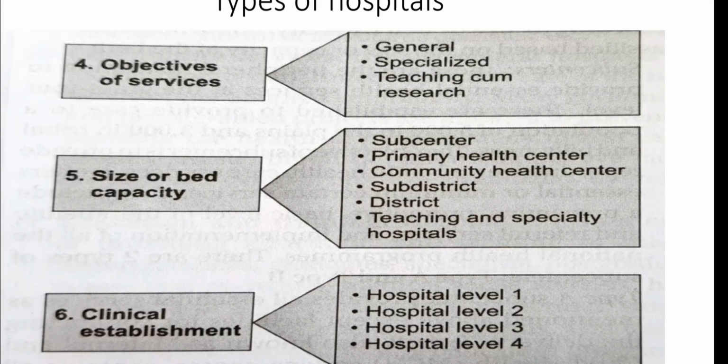Then we can see the fourth one, on the basis of objectives of services offered by the hospital. Hospitals are also further subgrouped into the listed types based on the services offered by the hospital. General hospital, specialized hospital, and the teaching cum research hospital. You know that general hospitals means they are providing indoor and outdoor services.